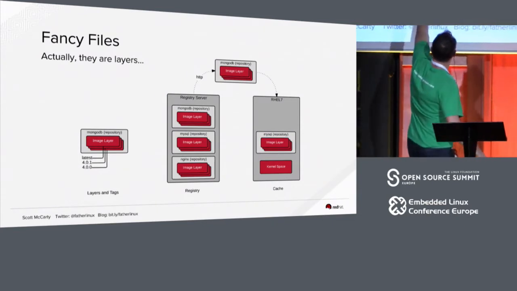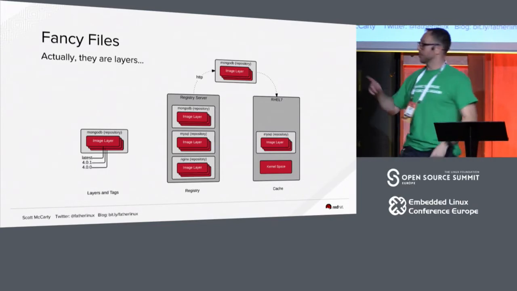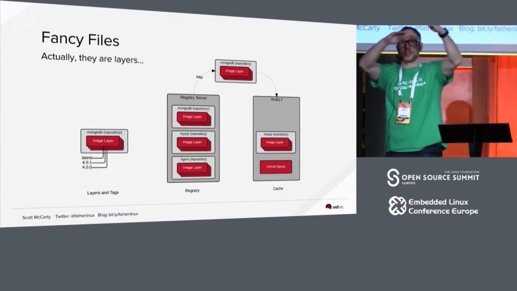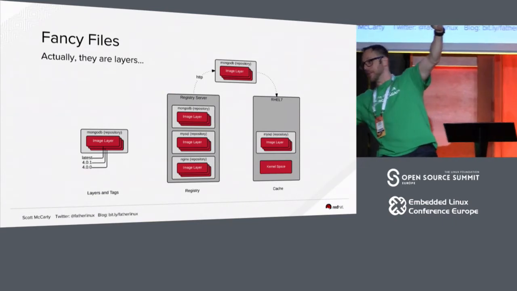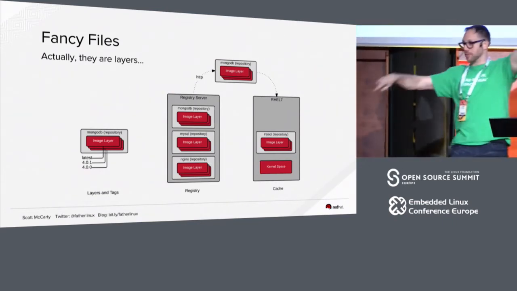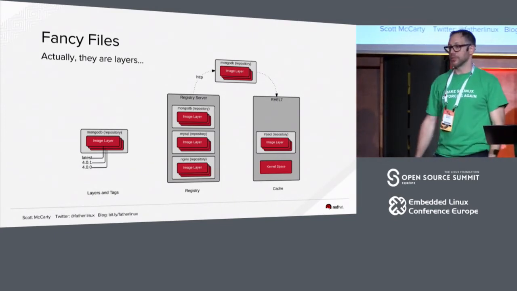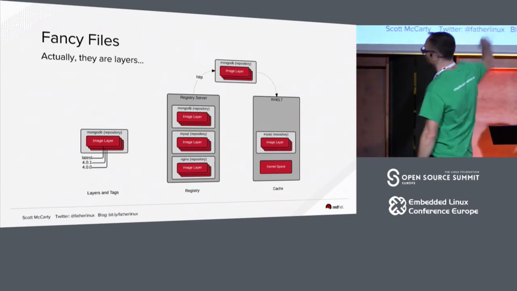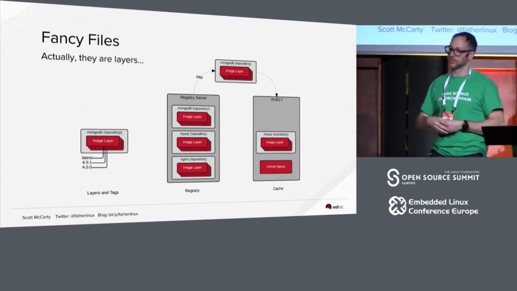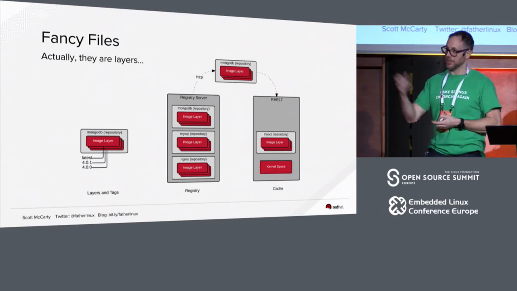So these are all different tags that represent different image layers. But something I don't show on this is that you can have image layer, tag, image layer, image layer, tag, image layer, tag. There can be a bunch of unnamed image layers in between the tags. You pull all those layers down, and they're all different. They're essentially blobs of data.